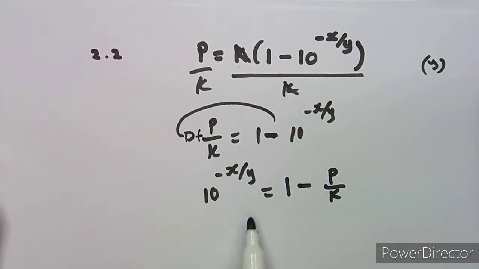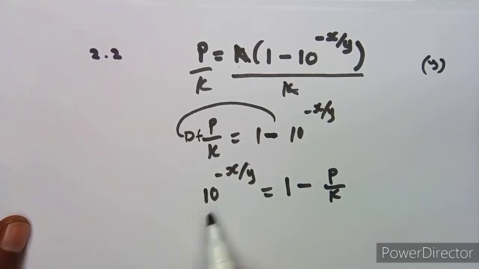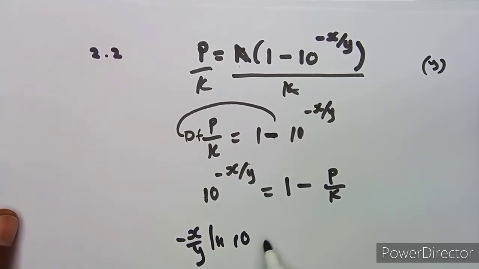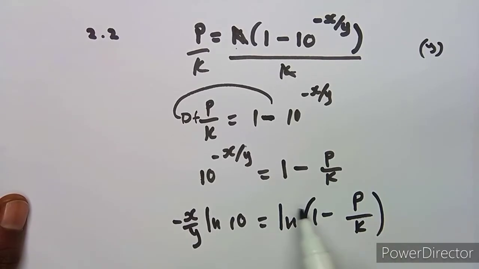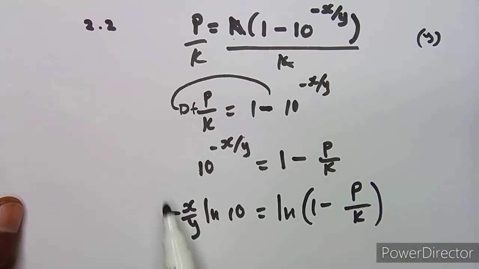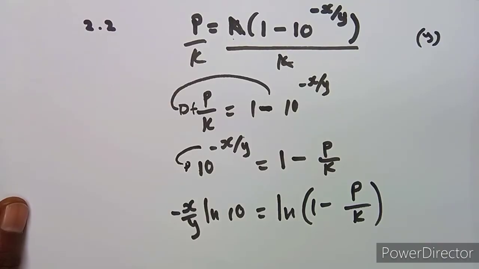All right, so this y that we want is in the exponent, so you can actually introduce our ln, which is going to be minus x over y, ln 10 is equivalent to ln of 1 minus p over k. So ln is going to affect everything. Then here, remember, the moment you introduce ln, you drop the exponent, like that.